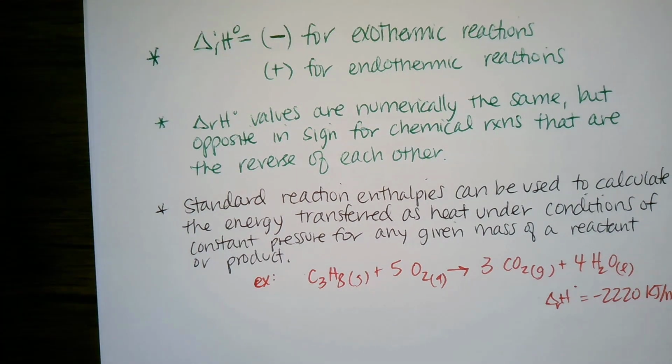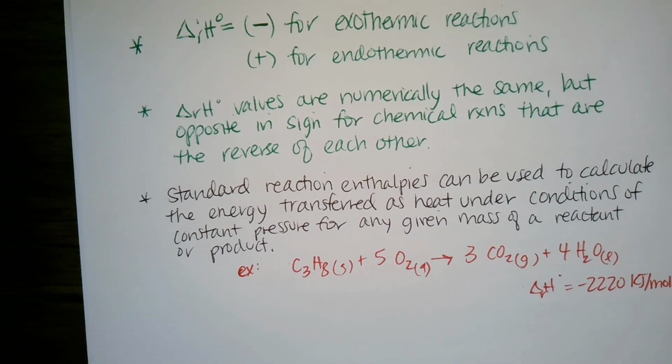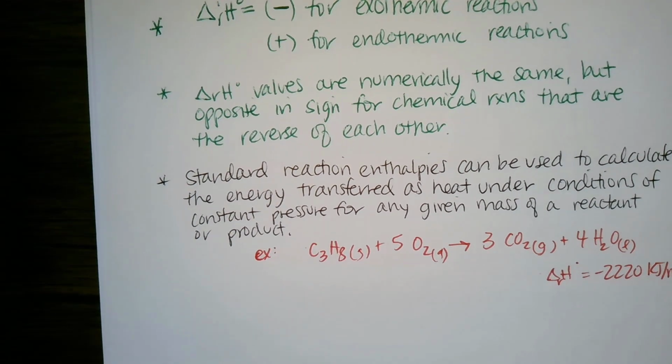So a few important things to note here. We know that our delta H has a negative value for exothermic reactions and a positive value for endothermic reactions. Our values for delta H are numerically the same but opposite in sign for chemical reactions that are the reverse of each other. Now, standard reaction enthalpies can be used to calculate the energy transferred as heat under conditions of constant pressure for any given mass of a reactant or product.